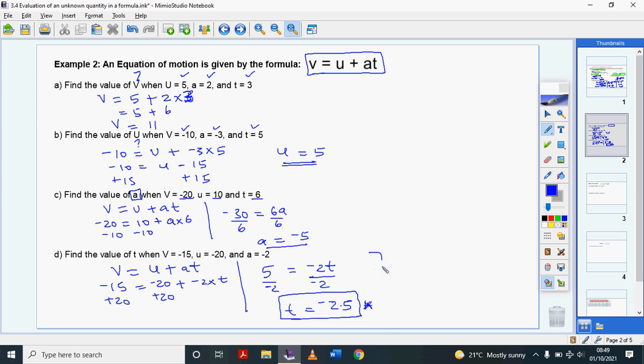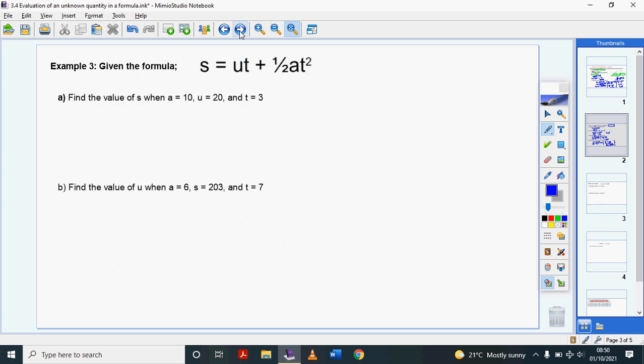So you can let that go for now. But once you come to physics, then we cannot have a negative value for time. But like I said, this is math, and we're simply practicing substituting into a formula. All right, let's look at another one.